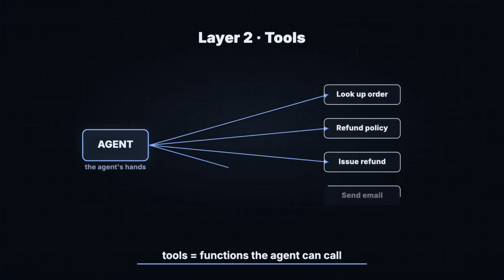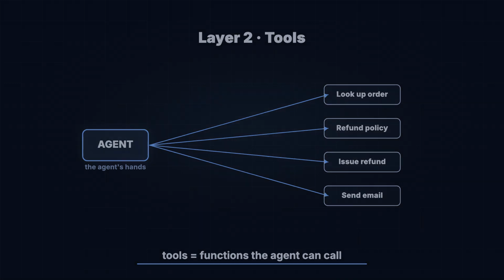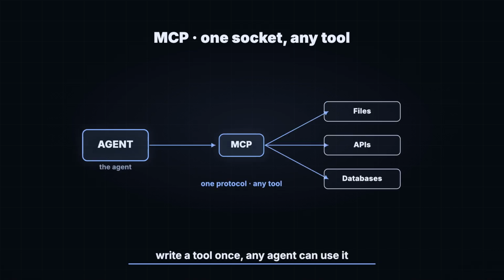Layer 2 is tools. Your loop is useless if the model can only talk, so you give it hands. Tools are just functions you expose to the model, each with a name, a description, and typed inputs. Look up order. Check the refund policy. Issue a refund. Send an email. The model reads your descriptions and decides which one to call, and with what arguments. The cleanest way to connect tools today is MCP, the Model Context Protocol. Think of it as a universal socket. Write a tool once as an MCP server, and any agent that speaks MCP can use it.